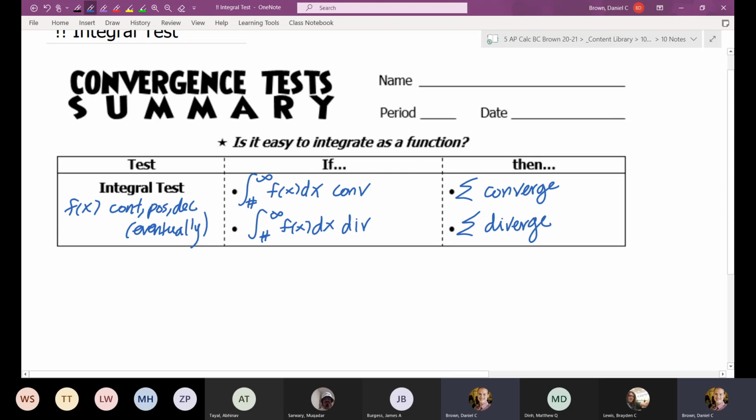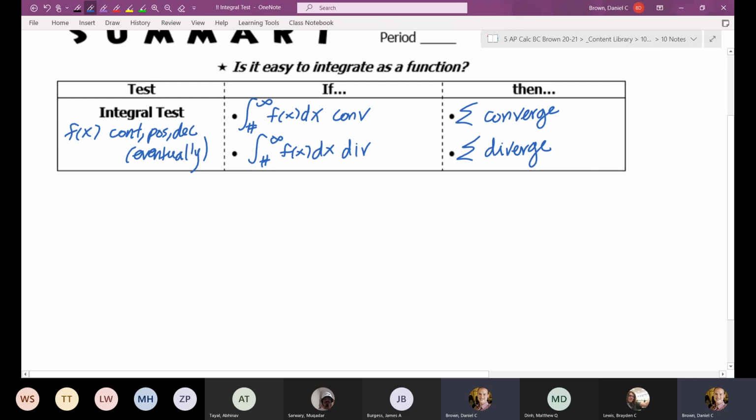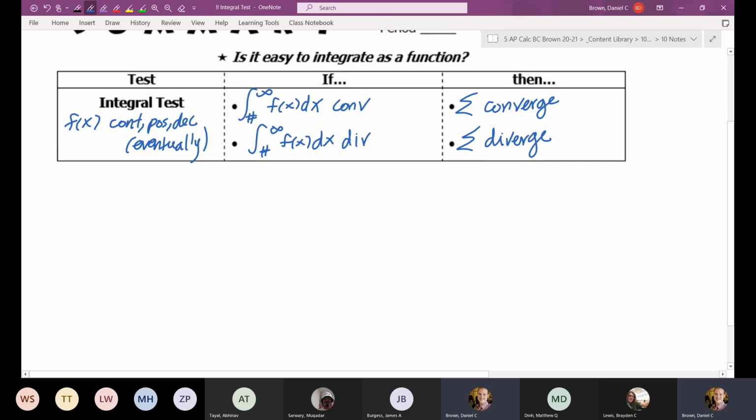Some mistakes I see with the integral test, so we are going to have to be careful when we go to actually prove it, because we have to label things correctly, and there is a lot more writing involved than you probably would like, but again, these are going to be formal proofs. One thing that I often see students make a mistake on is they want to say that the series is the same thing as the integral.